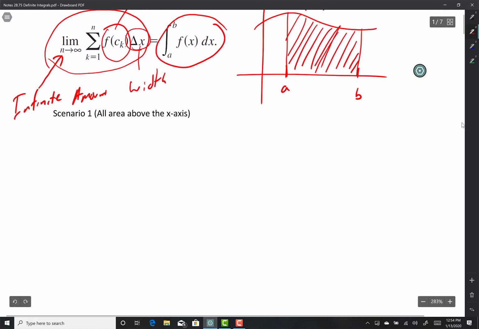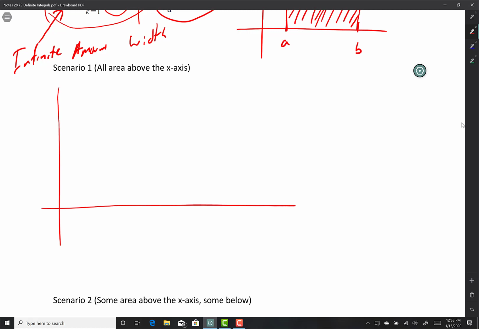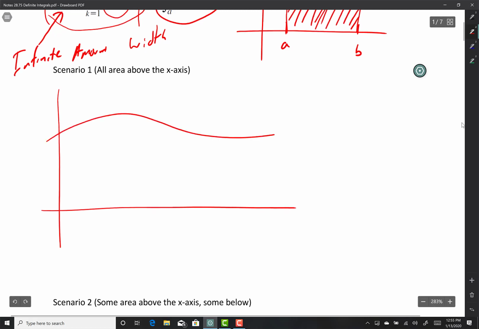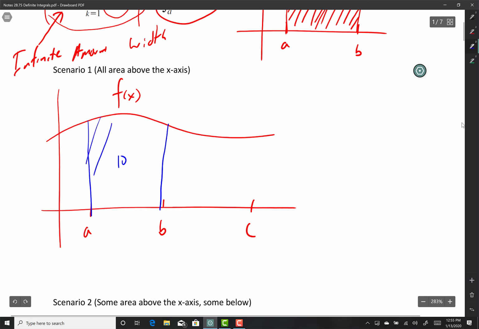All right, scenario one. I'm going to draw quadrant one, everything in quadrant one for now. And I'm going to draw a curve. I'm going to call that f of x. And I'm going to use different colors. I'm going to say this is A. I'm going to say this is B. I'm going to say this is C. I'm going to say the area from A to B of f of x dx is 10.